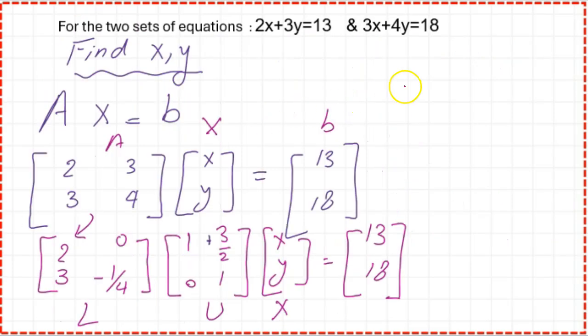Now we come to the two simultaneous equations. For two sets of equations, we have 2x plus 3y equal to 13 and 3x plus 4y equal to 18. We want to solve and find x and y using Crout's method. This is matrix A, 2, 3, 3, 4, the same matrix we utilized to get the values of L and U. We can write the expression AX equal to B as 2, 3, 3, 4 multiplied by X and Y equal to B, which is 13 and 18.